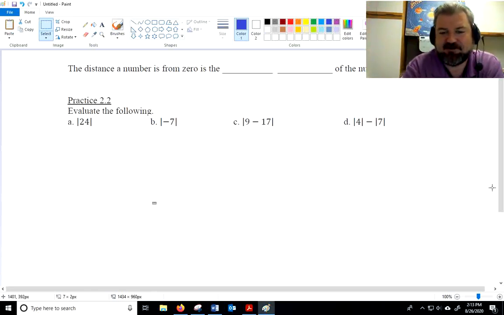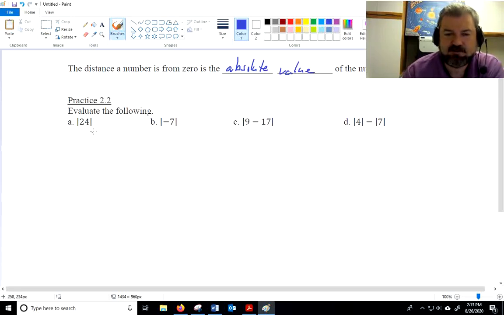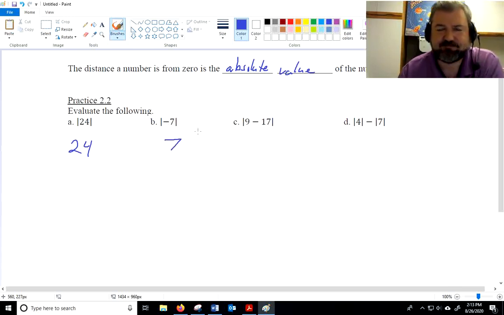Okay, now it's time to talk about absolute value. The distance a number is from 0 is called its absolute value. So we'll write that in. So practice evaluating these right quick. The absolute value of 24 is 24. The absolute value of negative 7 is just 7, because it is 7 units from 0.